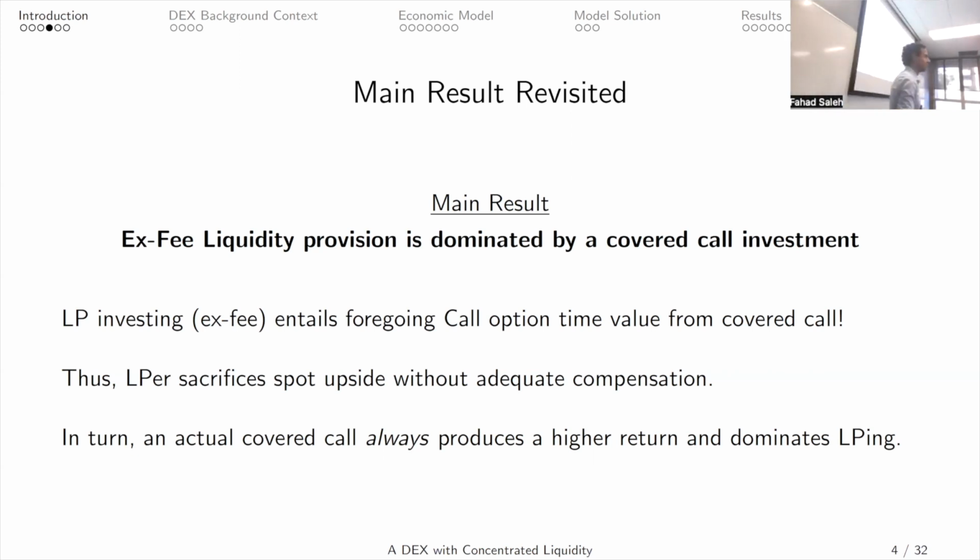Yeah. So you're saying foregoing the time value component? Is there a correct way to think about that? You're not foregoing.